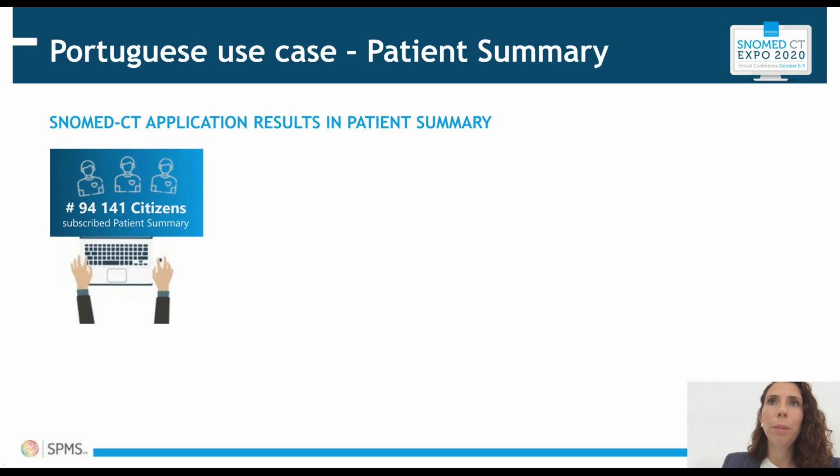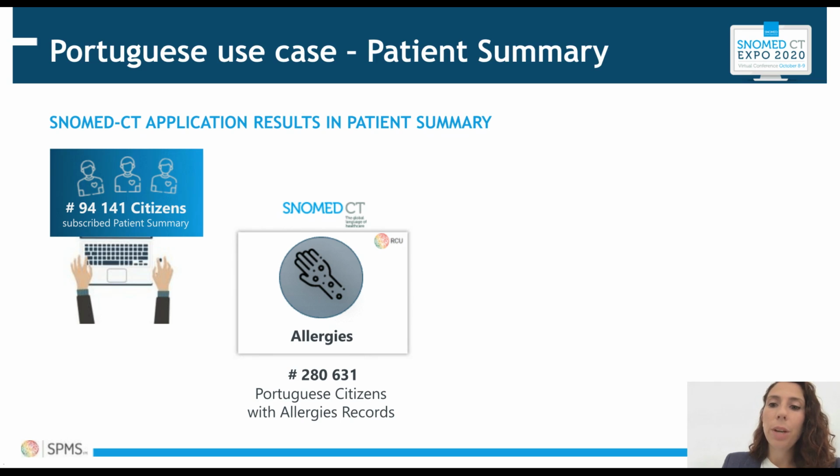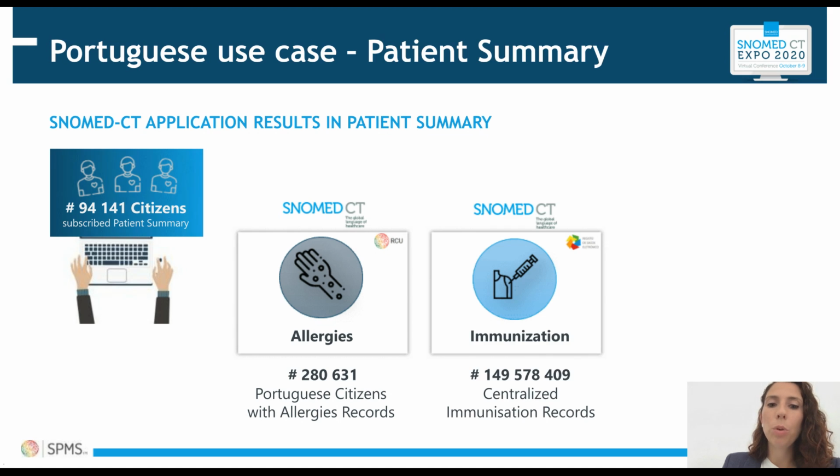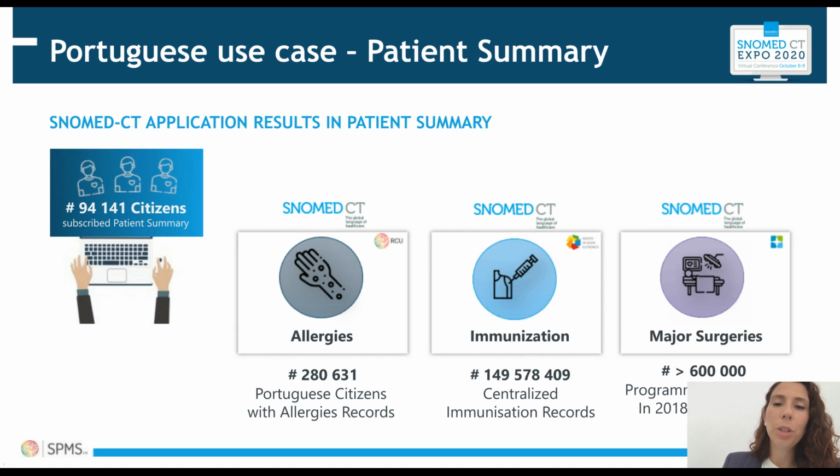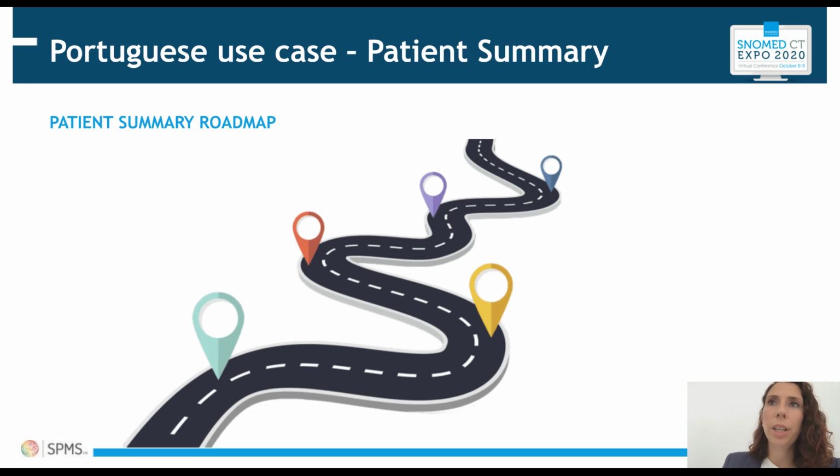Summing up with some numbers, we currently have around 94,000 Portuguese citizens who have already subscribed to their patient summary. And using SNOMED CT, we were able to map 280,000 allergy records and around 150 million immunization records. For the surgery section, we estimate a considerable number of resources due to the high number of surgeries that take place annually in our country.